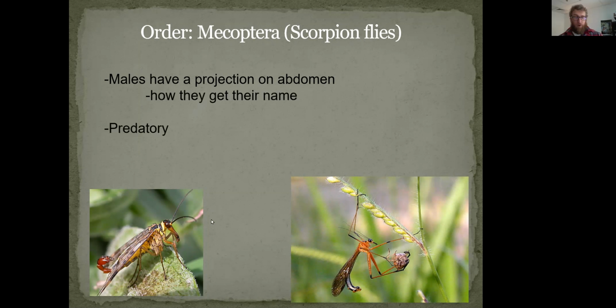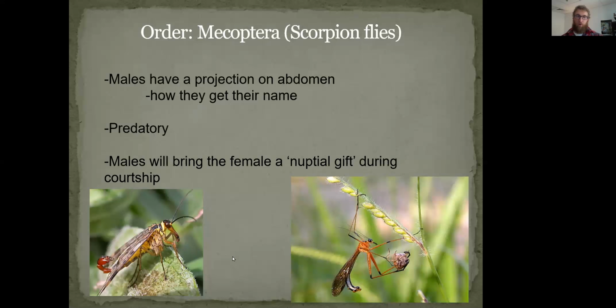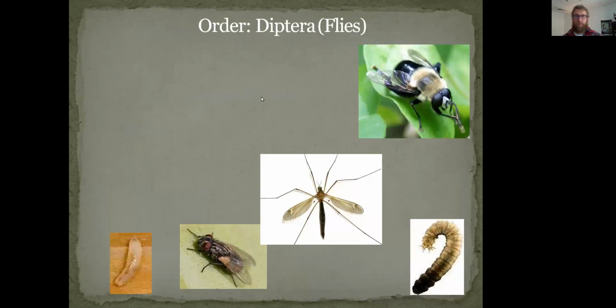They're all going to be predatory. This is a hanging fly here, eating something. That's usually how you see them, just hanging like this with something in its lower legs. And males of both kinds, they will actually bring a female a nuptial gift, as it's called, for her to eat. And if she likes it, then they'll mate. If she doesn't, then he has to try again. So behavior you don't see a lot in insects.